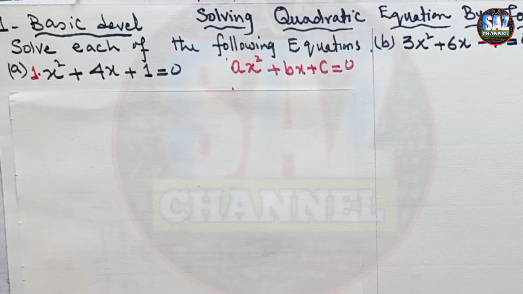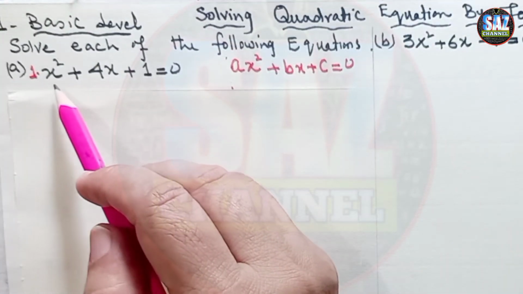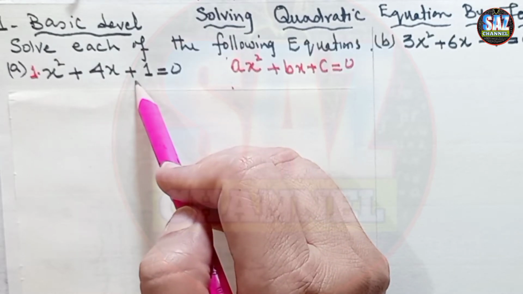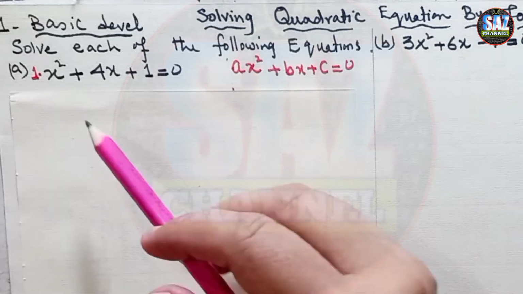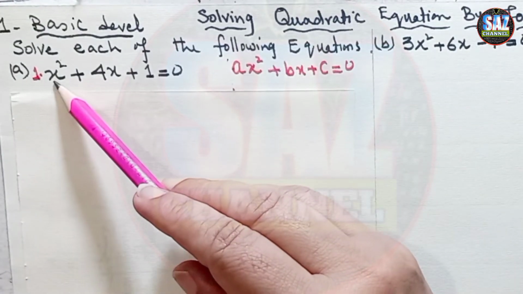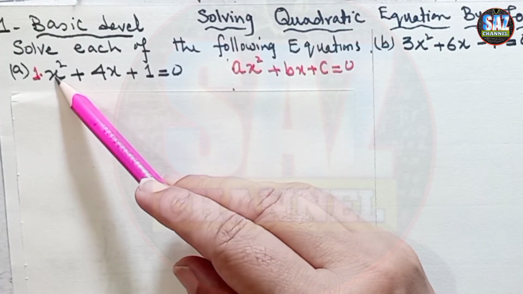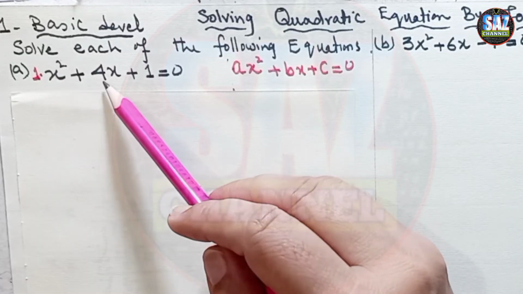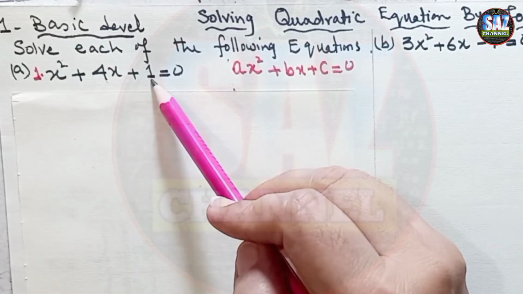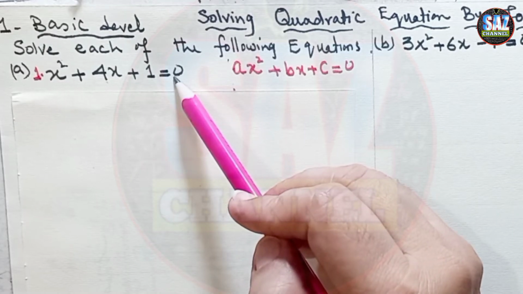Question 1 says, solve each of the following equations, and the first part is x square plus 4x plus 1 equals 0. First of all, we have to see whether the given equation is in standard form or not. When we talk about the standard form, that means the square term must be at the beginning, then the x term, and then the constant, and the right hand side must be 0.